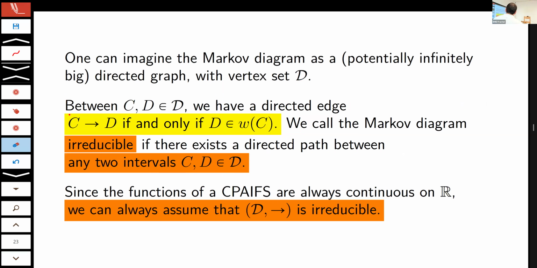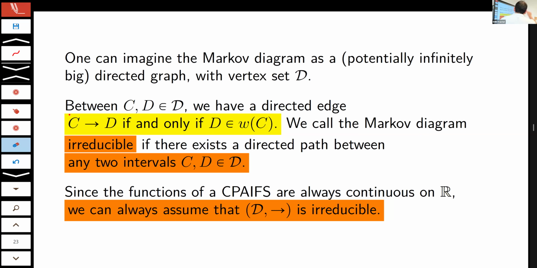Okay, so the Markov diagram actually looks like a graph, a large, potentially infinitely large directed graph, whose vertices are the little intervals I generated. Between two intervals C and D, we have a directed edge in the diagram if and only if D is a successor of C.